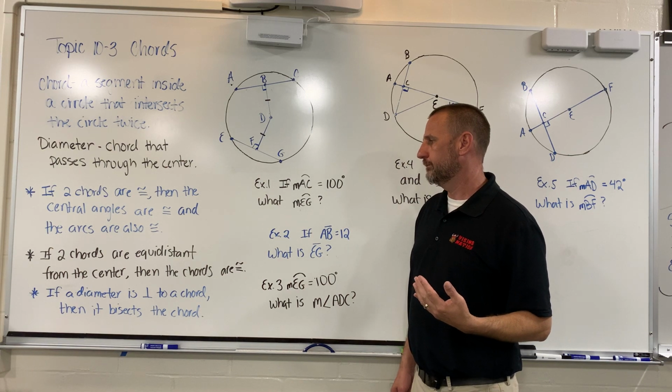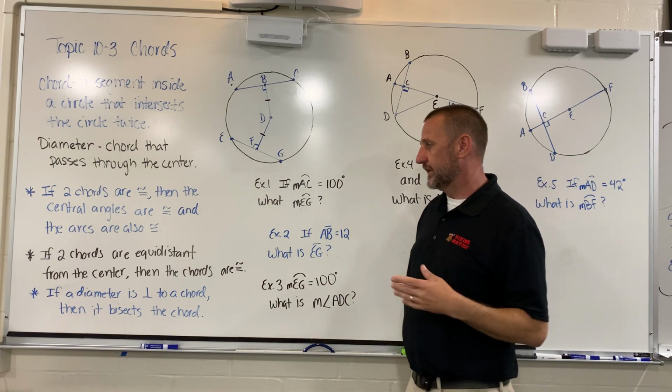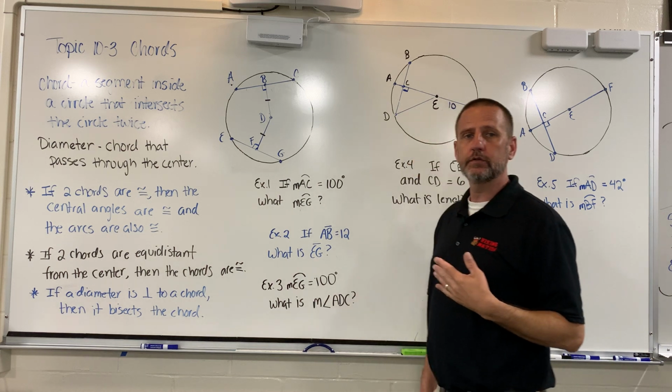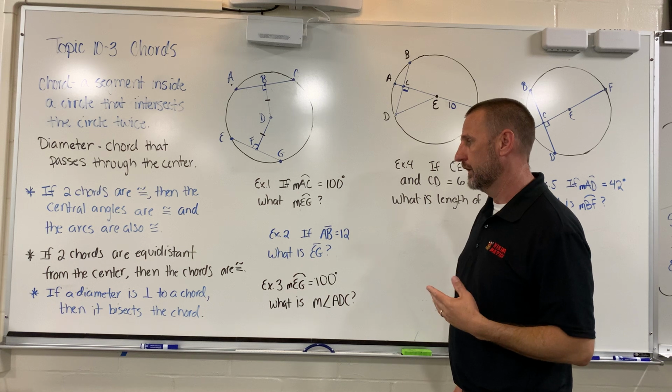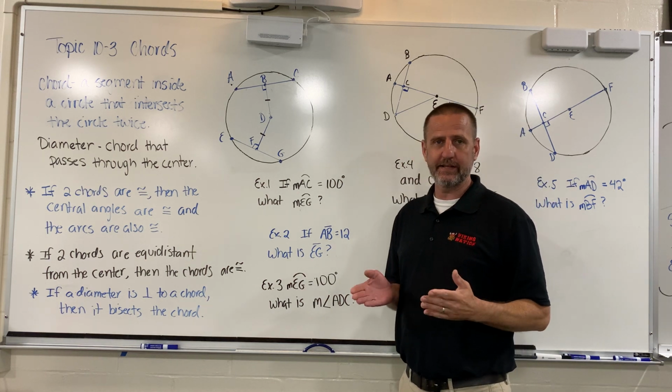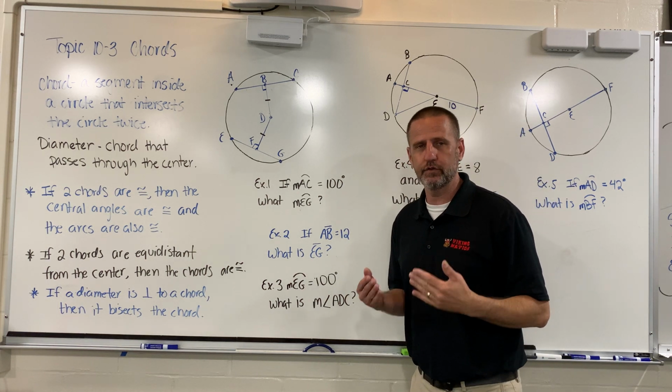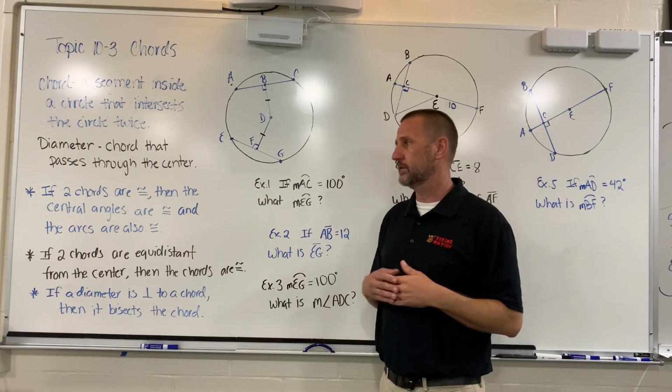And then our last one is if a diameter is perpendicular to a chord. If we have a diameter and it's perpendicular to the chord, then the chord is being bisected. So it splits it into 2 equal halves, congruent halves.